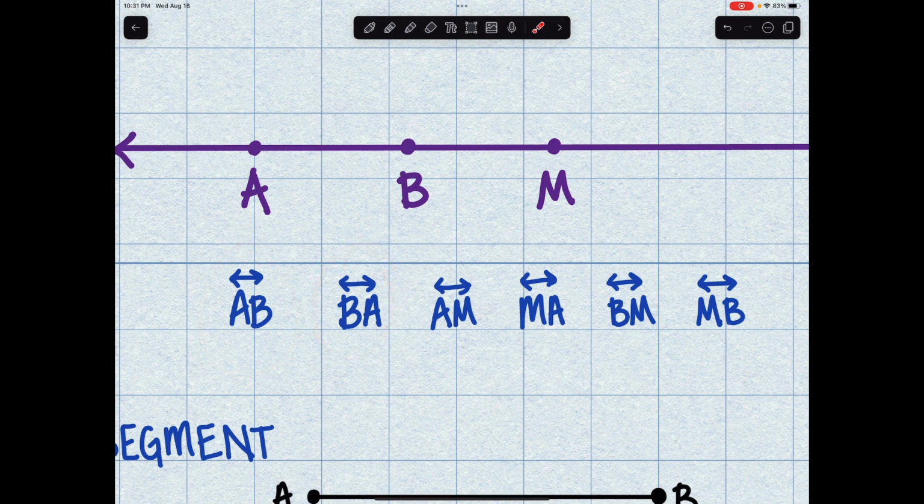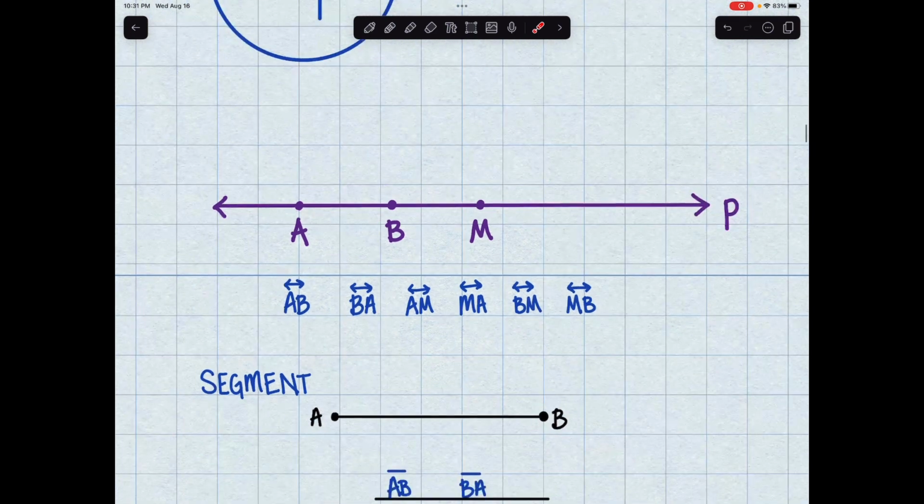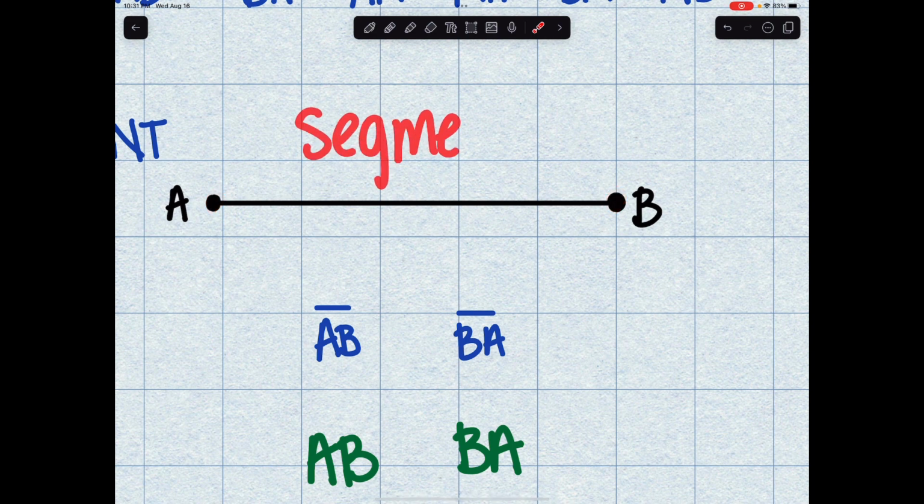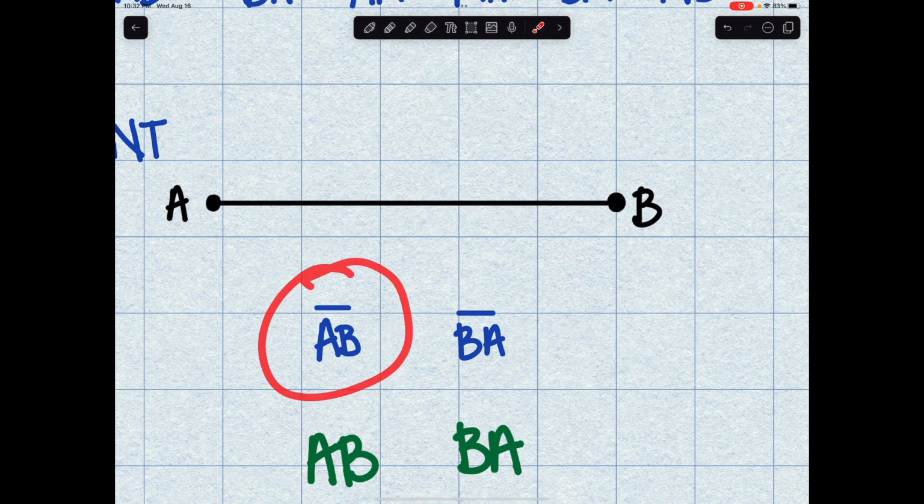If you have just a part of a line, so instead of arrows you have points at the end of it, then this is called a line segment. It's just a segment of a line. So a line segment contains the endpoints, point A and point B, and all the points in between. You might see this as segment AB or segment BA.